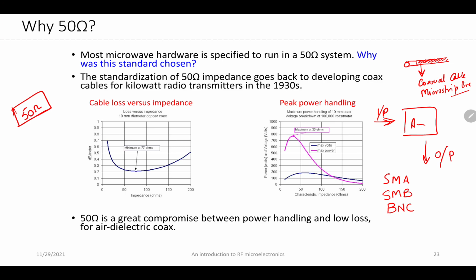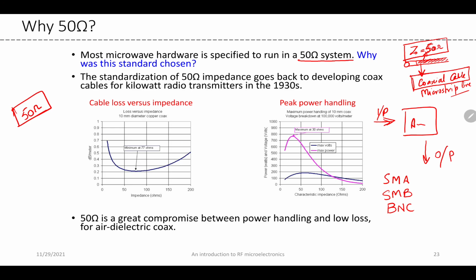Now we'll see that when we work with RF systems, we always want these cables and these lines to be 50 ohms, to have a characteristic impedance of 50 ohms. What characteristic impedance is, we'll look at that later. But why do we need this 50 ohms? That is because this number was chosen as standard back in the days when we had just coaxial cables.